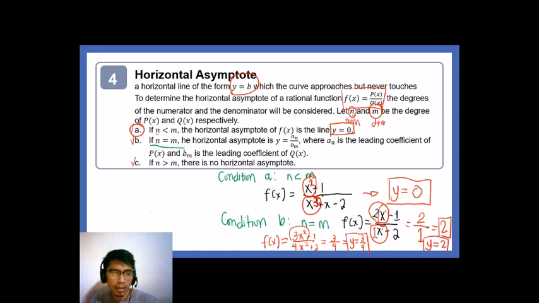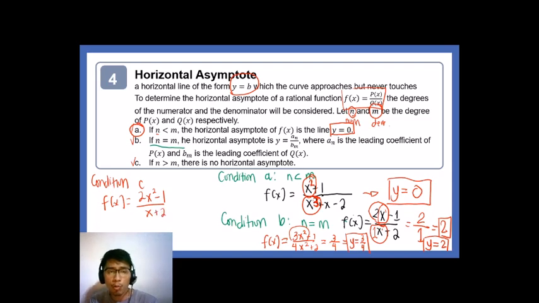Okay, so for condition letter C, if the degree of the numerator is greater than the degree of the denominator, automatically there is no horizontal asymptote, as in no horizontal asymptote is provided to you. The example I have here is f of x is equal to 2x squared minus 1 all over 2x plus 2.